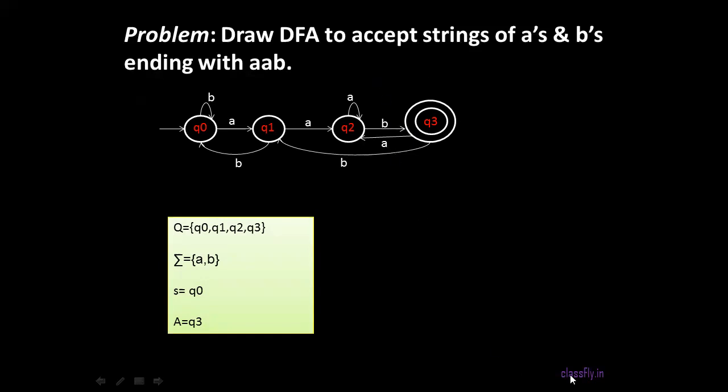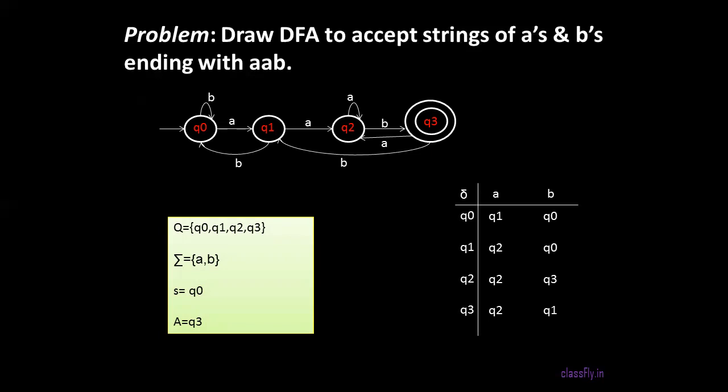So Q0, Q1, Q2, Q3 are the states, A and B are the inputs. Q0 is the start state, Q3 is the final state. Coming to the transition table, A and B are the inputs. Q0 is mapped to Q1 by A. Q0 has a self loop by B. Q1 is mapped to Q2 by A. Q1 is mapped to Q0 by B. Q2 has a self loop of A and Q2 is mapped to Q3 by B. Q3 is mapped to Q2 by A. Q3 is mapped to Q1 by B.